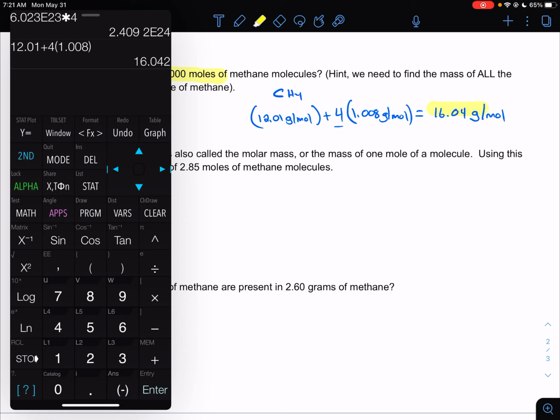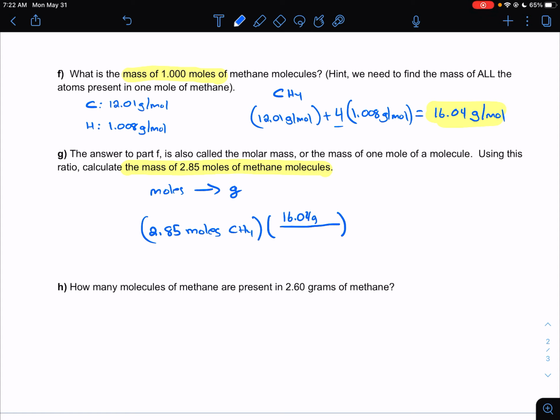So here, again, we want to go from grams, the other way. We're going to go from moles to grams. So we're going to start with that 2.85 moles of CH4. And now we have our relationship where we know that each mole of methane weighs 16.04 grams per 1 mole.